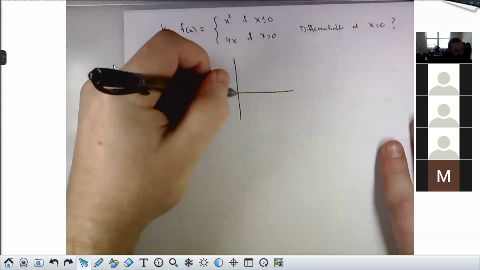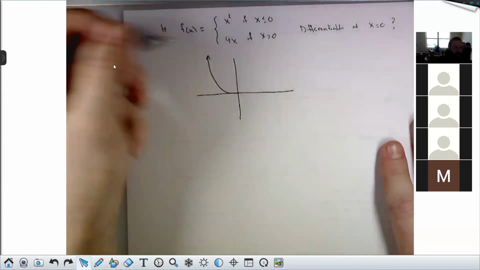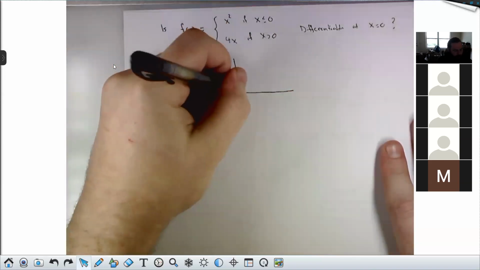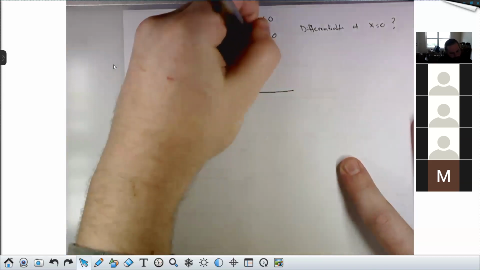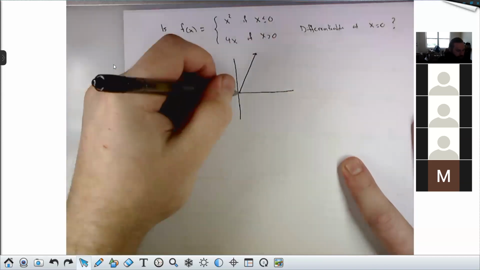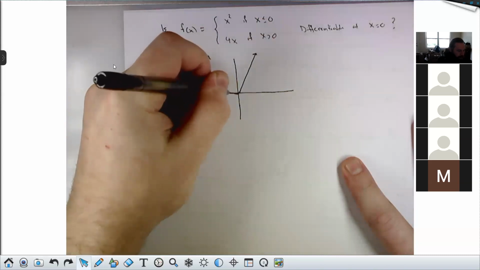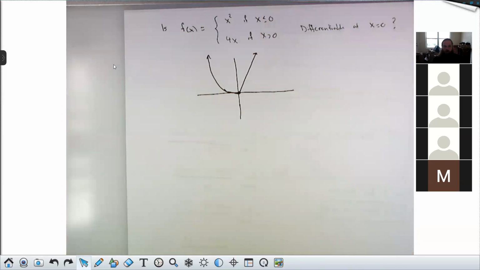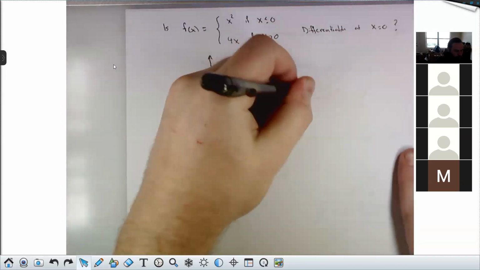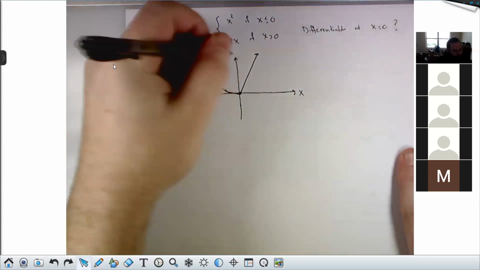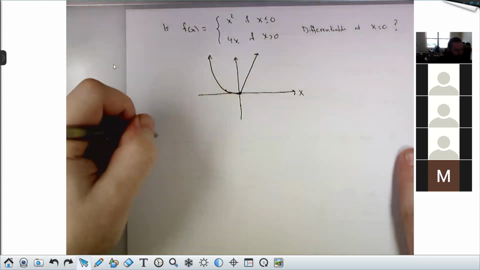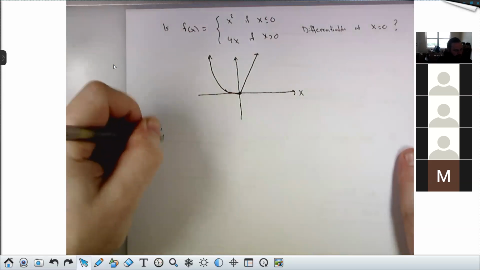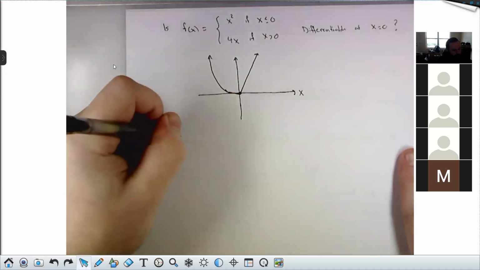To the left of 0, this behaves like x squared, which looks like this. And to the right of 0, this behaves like the function 4x, which looks like this. So the question is, do these join up in a smooth way here, or is there a hard corner? It looks like there might be a hard corner there. But if we want to know for sure, we need to use the definition. Remember, a function is differentiable if and only if the limit defining the derivative at that point exists.